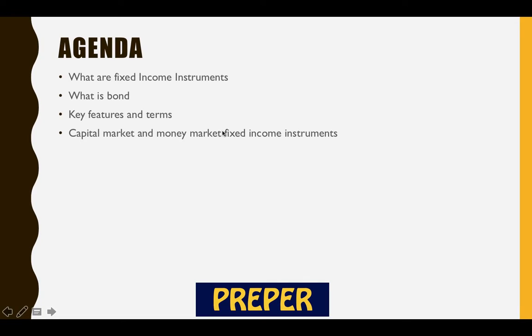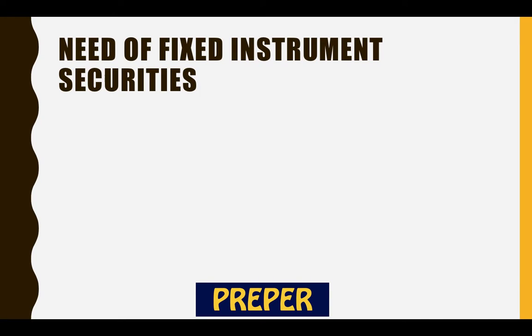So the agenda would be: what are income instruments, what is a bond, key features and terms, and capital market and money market income instruments. So we would cover these four topics in this. A fixed income instrument or a fixed income security is generally one which pays a fixed interest rate after a certain period of time. So it could be your FD, it could be your bond, it could be your debt, it could be your treasury bill. So all these are fixed income securities.